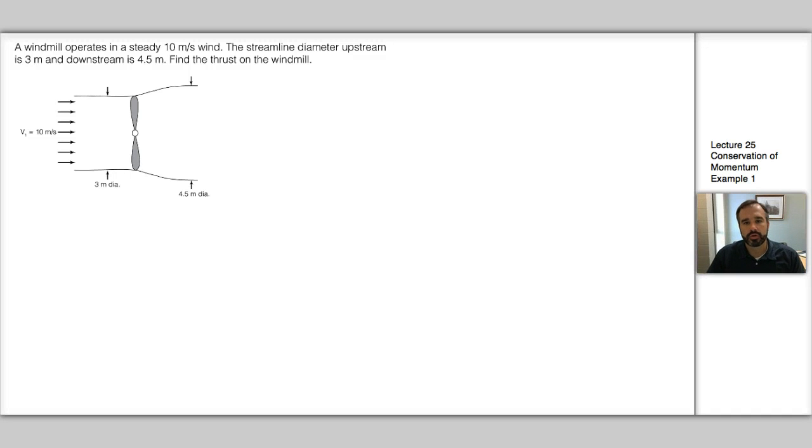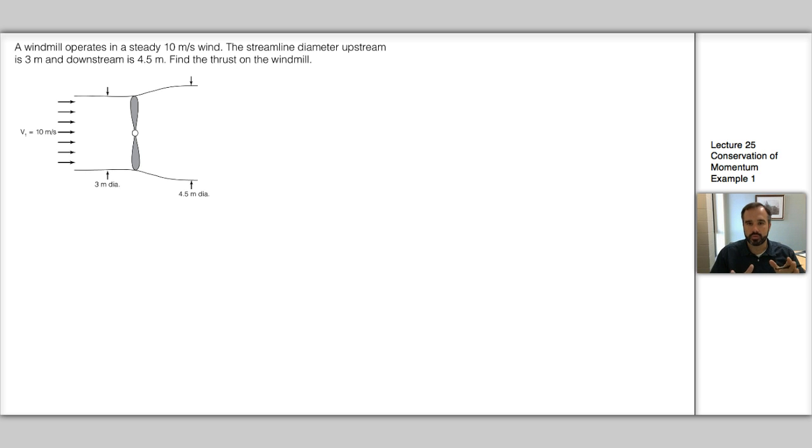In this video, we're going to do a second example of the control volume analysis using conservation of momentum. Here we're an engineer and we're asked to find the thrust on a windmill in a 10 meter per second flow where we're given the diameter of the streamlines upstream and downstream. Okay? So this is a pretty relevant exercise for those of you interested in sustainable energy.